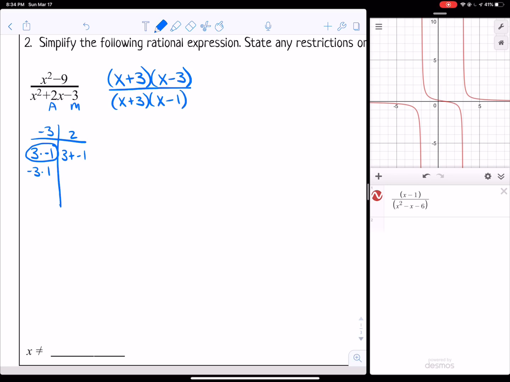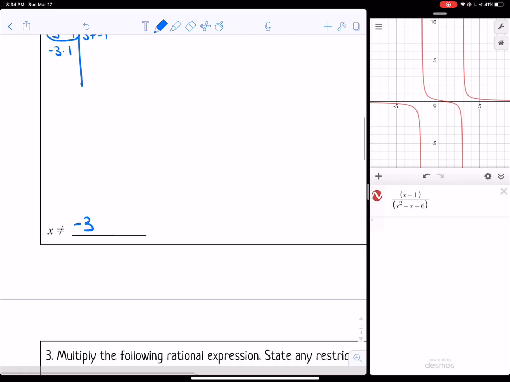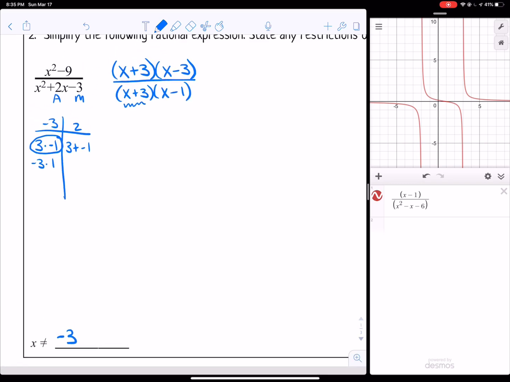And so we're just simplifying. So if we want to pick out our restrictions before we cross anything out, you look at the denominator and see where this binomial would equal 0 for what value of x. So it's x plus 3 equals 0, which would be negative 3. So I'm going to write it down here at the bottom of the screen where there's an x is not equal to. So x cannot equal negative 3. In the second binomial, x minus 1 would equal 0 when x is positive 1.